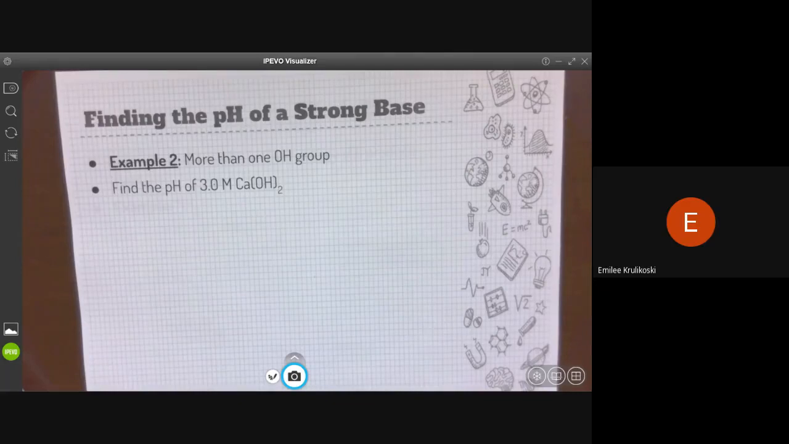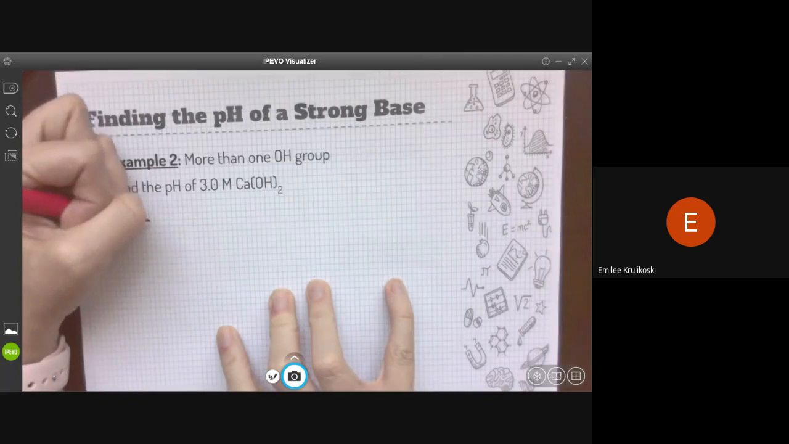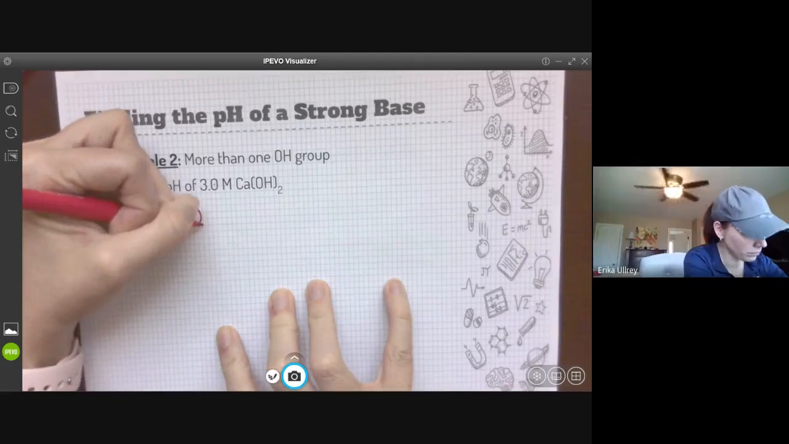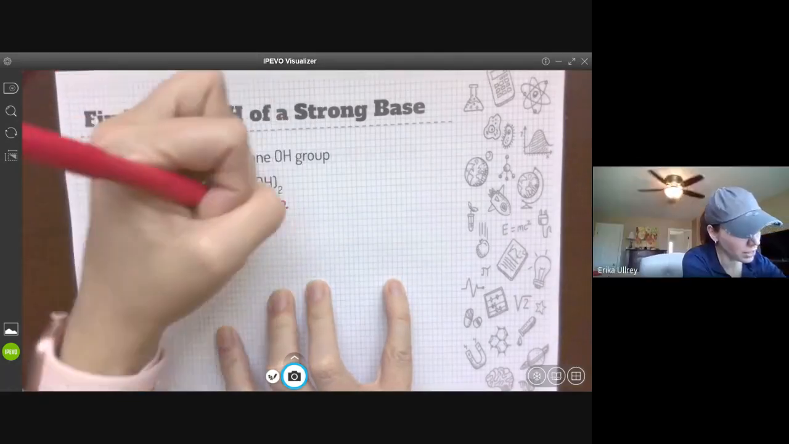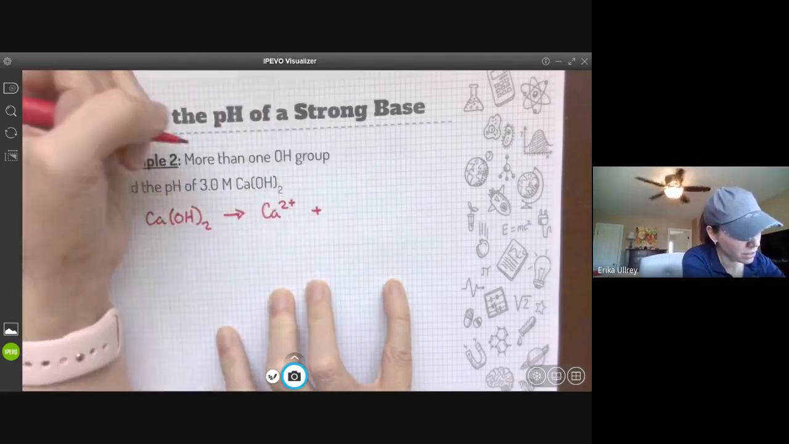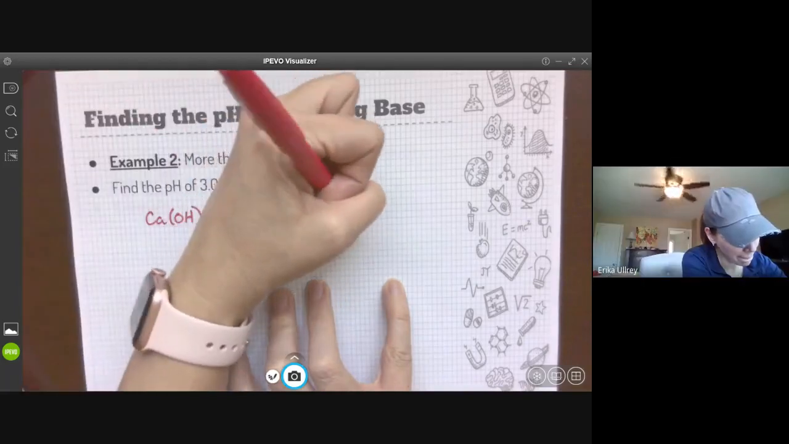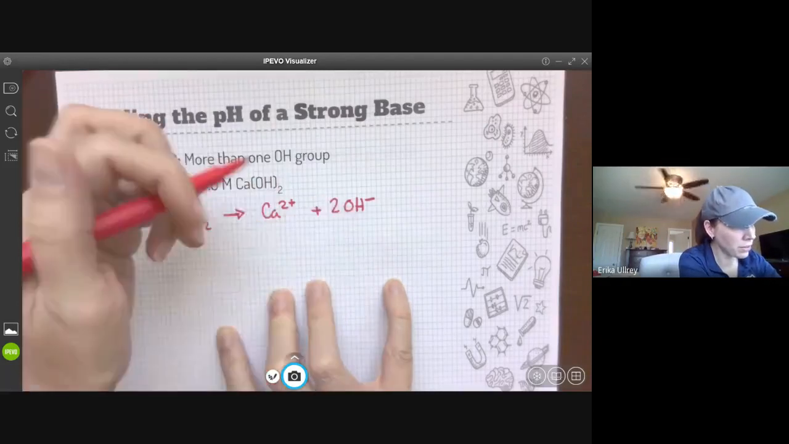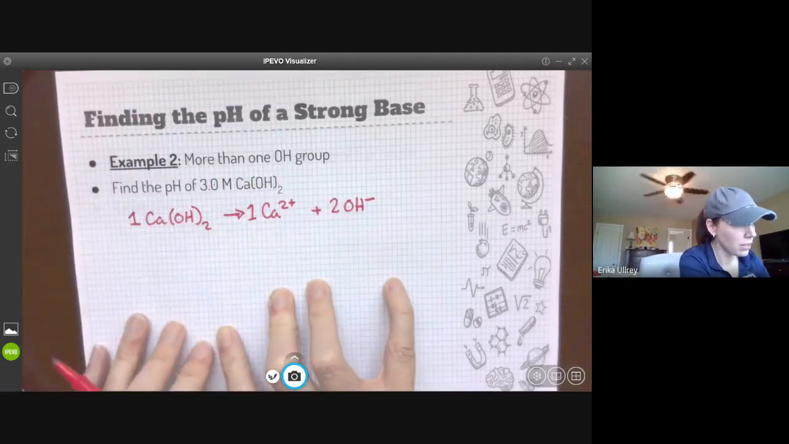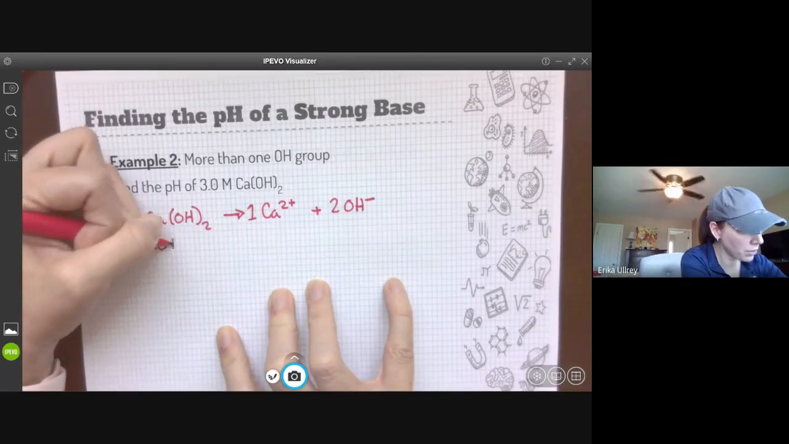Would it be 1 Ca(OH)2 turns into 1 Ca plus 2 OH negative? Yeah, so Ca would be 2 plus. How many hydroxides? 2. Yep. 2 OH minus. So we've got a 1 to 2 relationship here with our hydroxide. The concentration of calcium hydroxide was 3.0 molar.